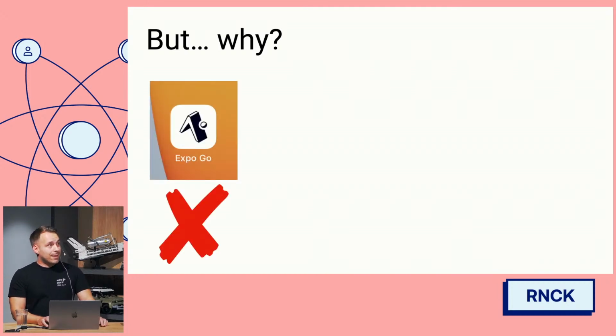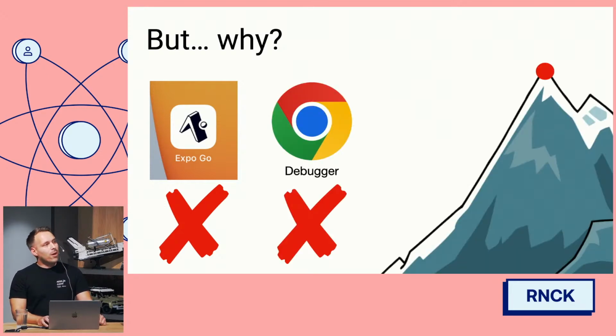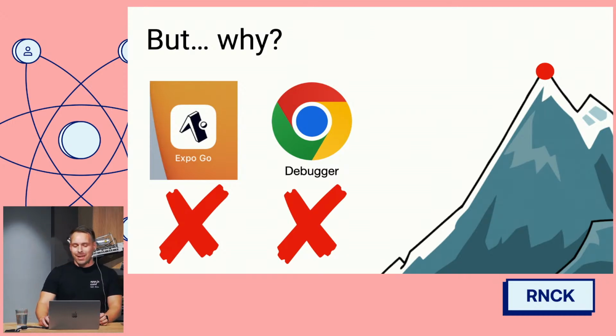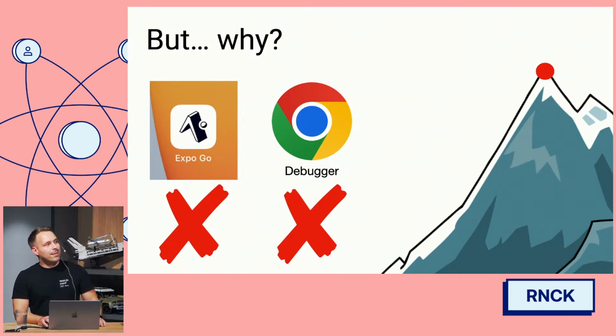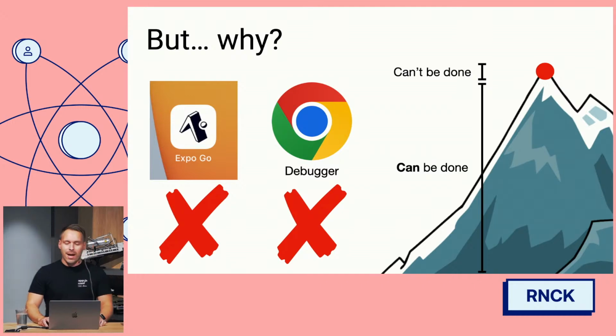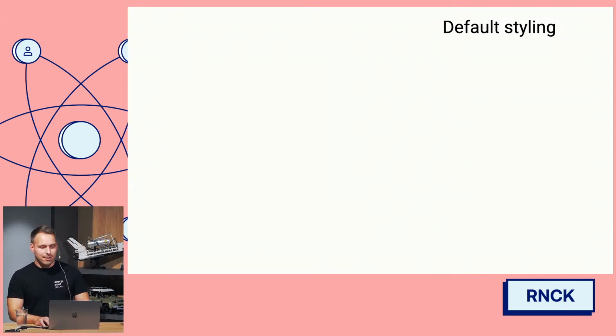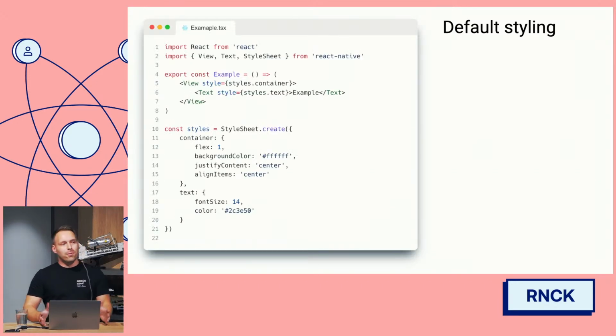But people asked, why? Why can't I run it in Expo? Why can't it run with the Chrome debugger? Because for me, Unistyles is like a mountain. On the peak, you have what I can support, what can't be done is here. But I'm focusing on what can be done. And with the new architecture, I can do more. But before we dive deep into Unistyles, let's take a look at the default way of styling.